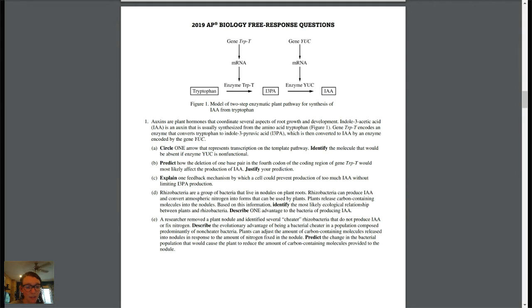All right, part D: rhizobacteria are a group of bacteria that live in nodules on plant roots. Rhizobacteria can produce IAA and convert atmospheric nitrogen into forms that can be used by plants. Plants release carbon-containing molecules into the nodules.